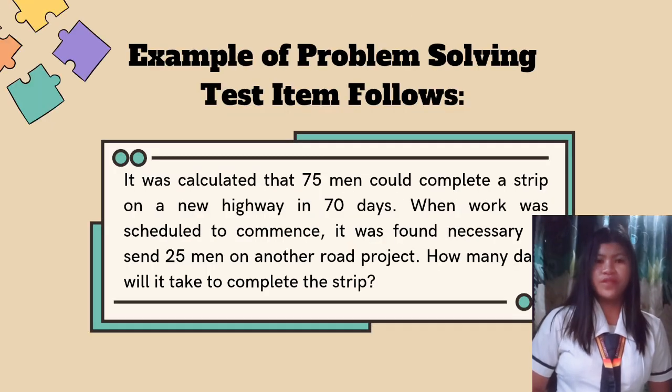Example of a problem solving test item follows. It was calculated that 75 men could complete a strip on a new highway in 70 days. When work was scheduled to commence, it was found necessary to send 25 men to another road project. How many days will it take to complete the strip?